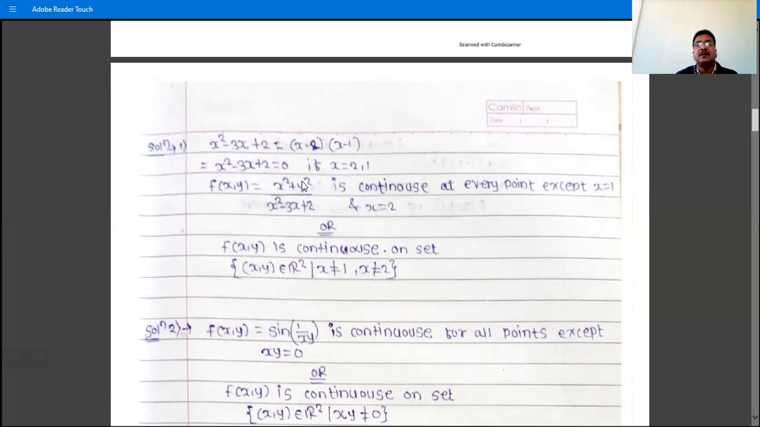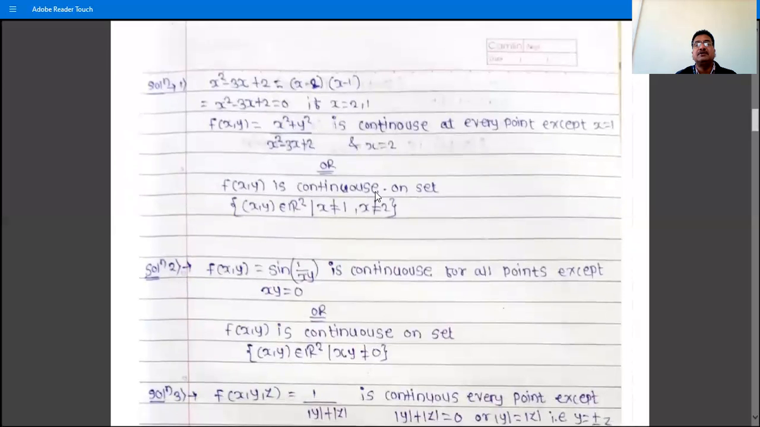So when x squared minus 3x plus 2 is 0, x is either 2 or 1, and therefore this function f(x, y) as x squared plus y squared divided by x squared minus 3x plus 2 is continuous at every point except at x equal to 1 and 2. That is, at 1 and 2 the denominator is 0. So at x equal to 1 this is discontinuous, and at x equal to 2 this is discontinuous.